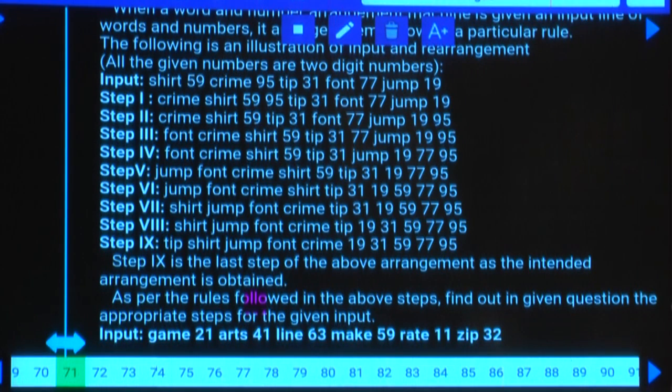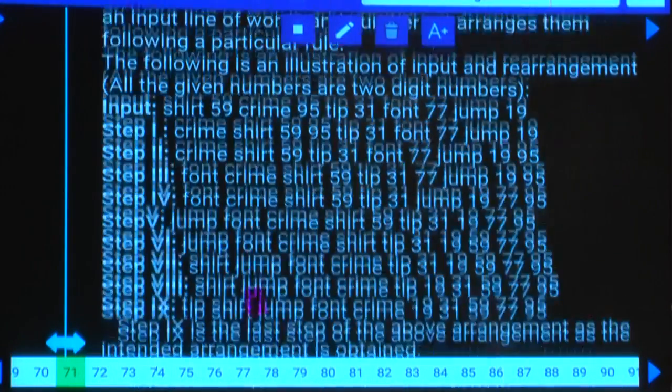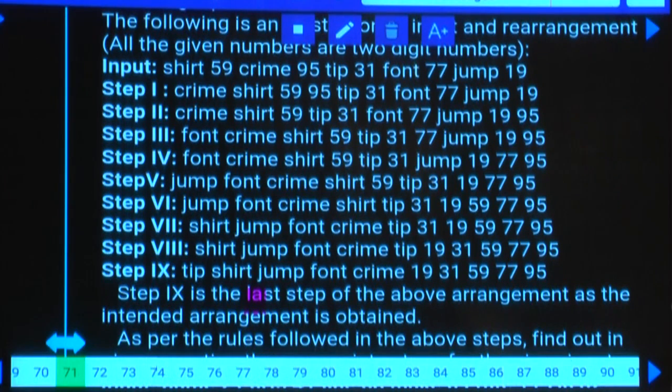Yes, what is the final output here? Tip, shirt, jump, font and crime. Now this is the final output, isn't it? And at the same time, the numbers 19, 31, 59, 75 and 95. Now these are the numbers. Now in this one, tell me what is the logic here? First all the words tip, shirt, jump, font and crime, all these words are arranged in the descending order, isn't it? According to their place value, descending order in the alphabetical order.